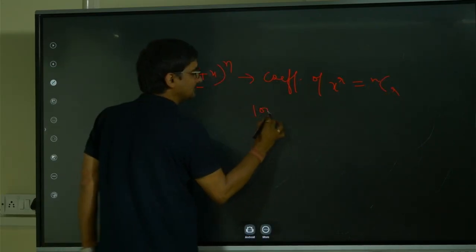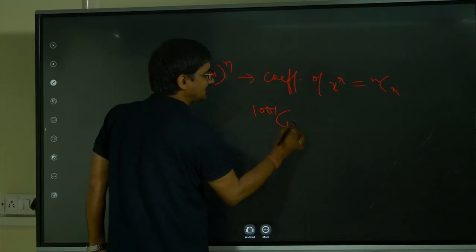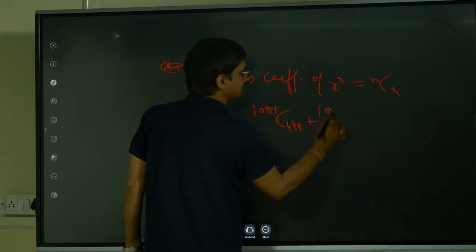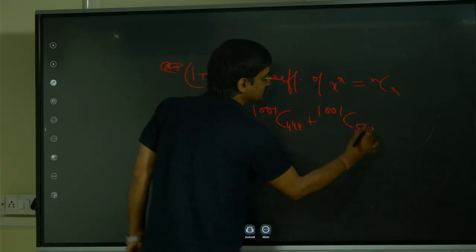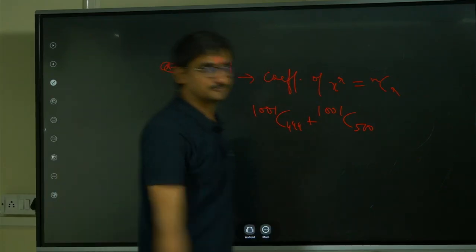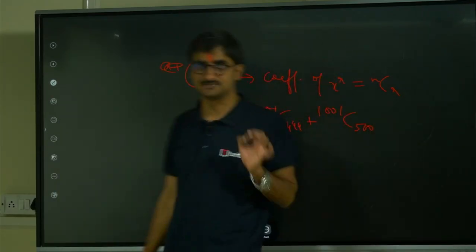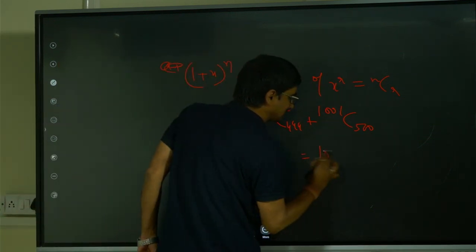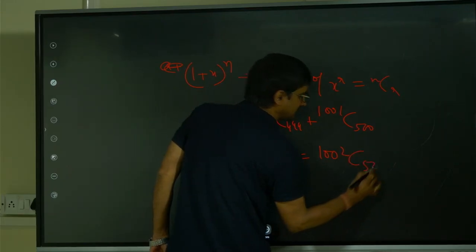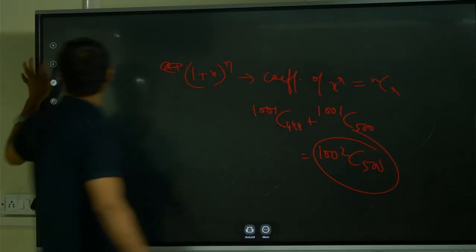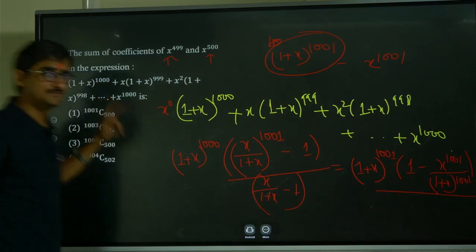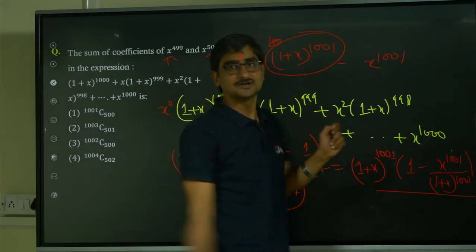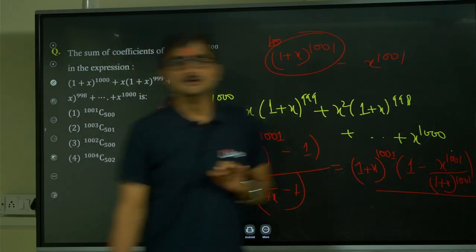So it's simply 1001 C 499 plus 1001 C 500, and using the property of binomial coefficients which tells us NCR plus NCR plus 1 is n plus 1 C r plus 1, it has to be 1002 C 500. So that should be the answer. Now again I will label it as a routine question. Okay, no trick.